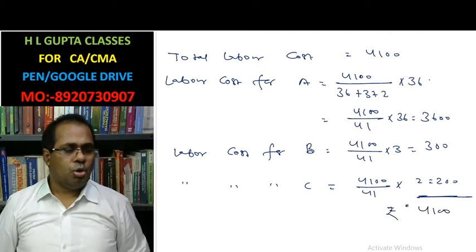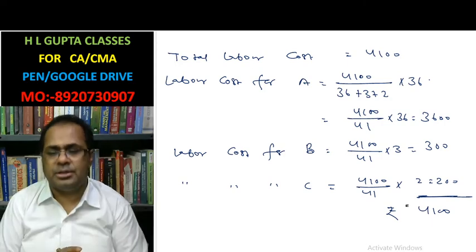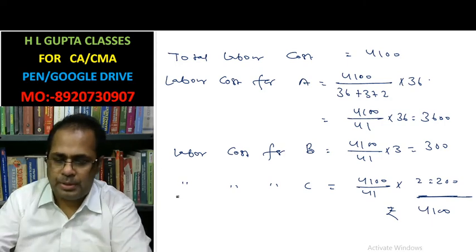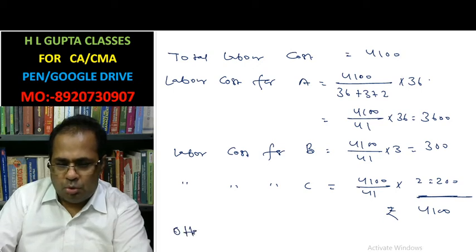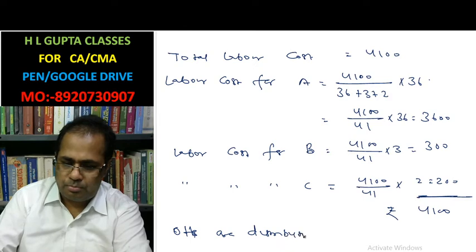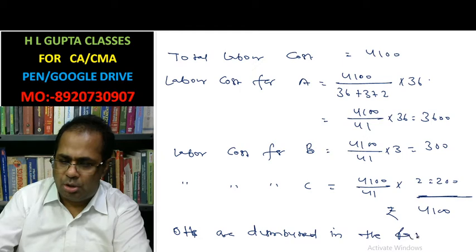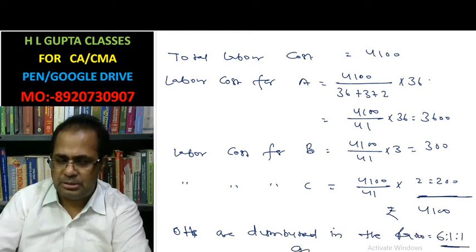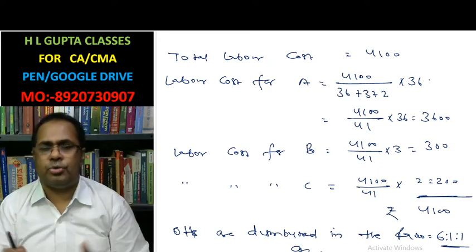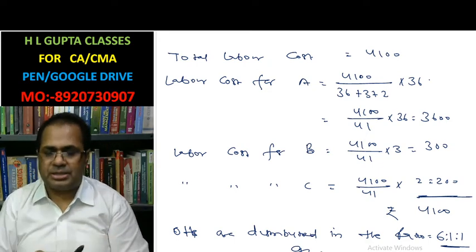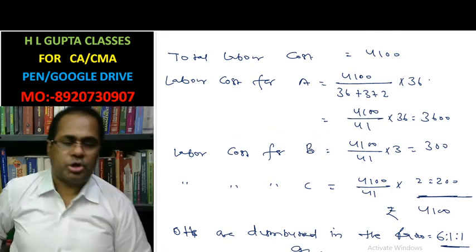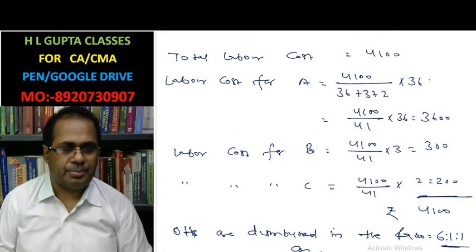Now look at it. Overheads are distributed in the ratio of 6 is to 1 is to 1. This is given. Now you can separate the cost for products A, B, and C. A statement showing apportionment of joint cost.